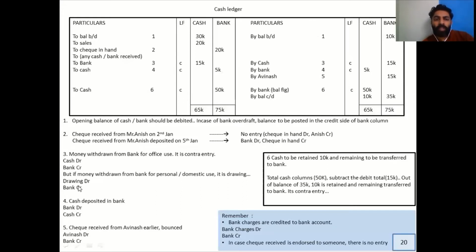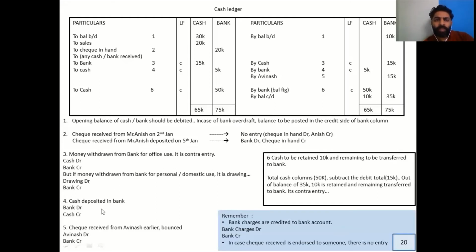Now look into the next transaction. Money withdrawn from bank for personal use. Now it's personal use. What's the journal entry? Drawing account debit to bank account. It is not a contra entry. This is where the students make mistakes. So the journal entry is drawing debit to bank credit, and accordingly you can do the posting.